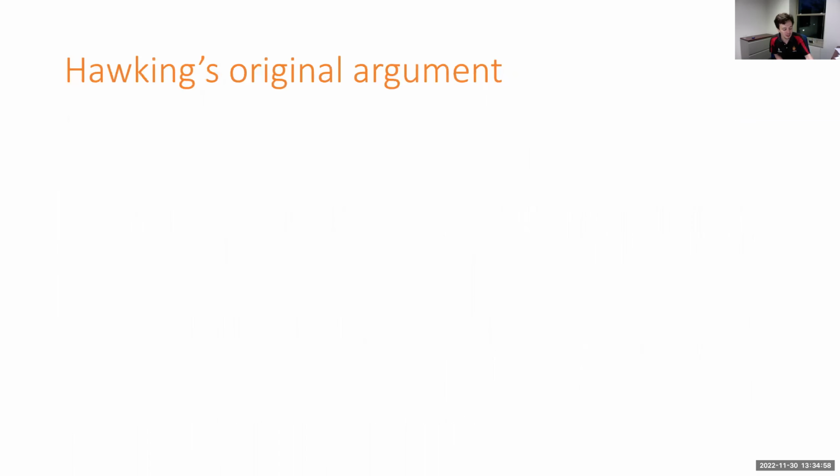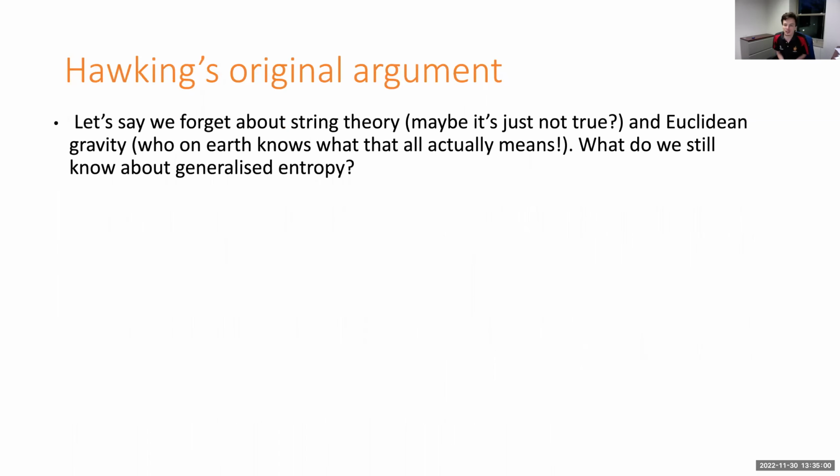Okay, so let's say that we forget about string theory, because maybe string theory just isn't the right description of the universe. I don't know. And let's forget about Euclidean gravity, because that's always been sort of black magic, and we don't really know what it means. What do we still know about the role of generalized entropy?